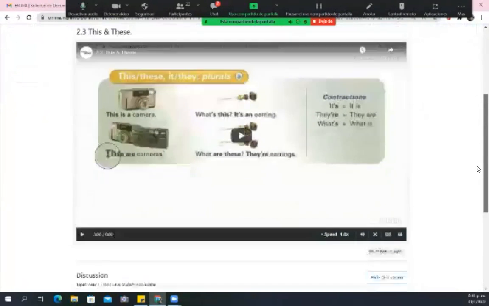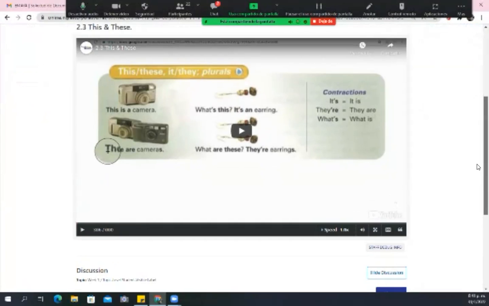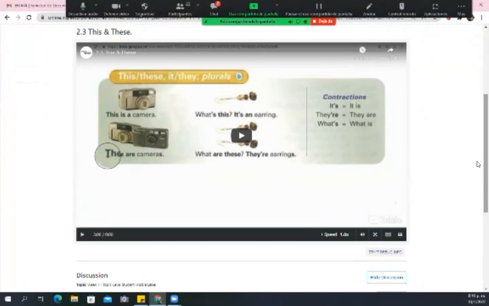Ok. Aquí quería enseñarles esto, lo de las contracciones, ¿verdad? Lo que estábamos diciendo. Usted puede decir it is, pero la contracción es it's, right? Usted puede decir it is a cell phone, it is a camera, but we suggest you to use the contraction. It's a cell phone. It's a camera. Okay? You can say they are sunglasses, they are my friends, they are my brothers, they are my classmates. Or the contraction, they're. They are, they're. What is, or what's?